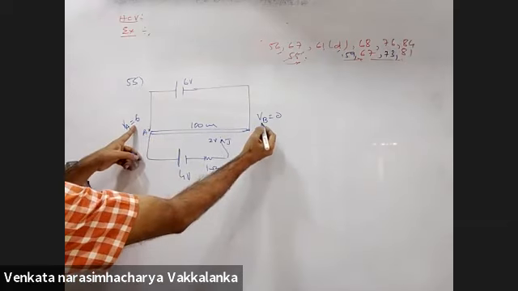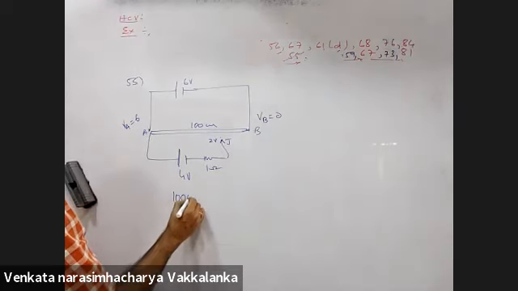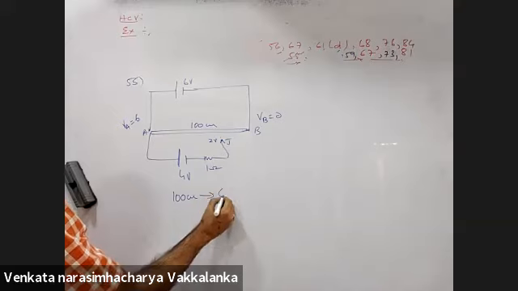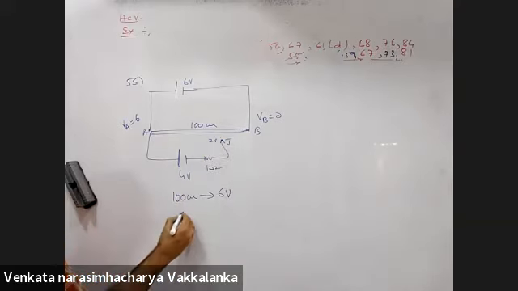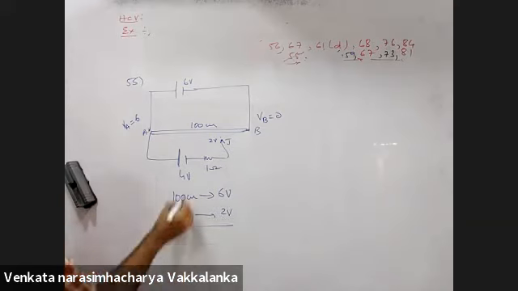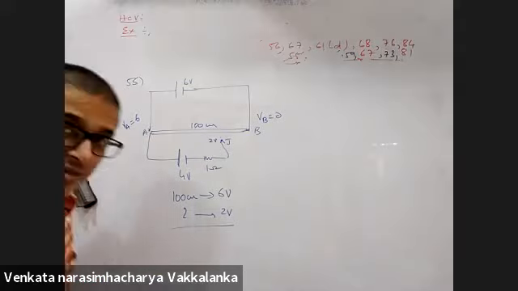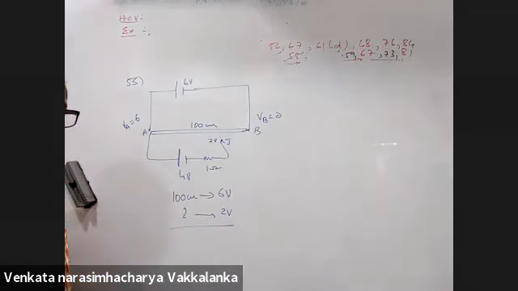100 centimeters corresponds to 6 volts. What will correspond to 2 volts? Unitary method. From this side, you will be getting that length. Say something, can you or not? Now, the next part: if the points C and D are connected by a wire, what will be the current through it? Obviously, it will be 0. C and D are at the same potential, right?